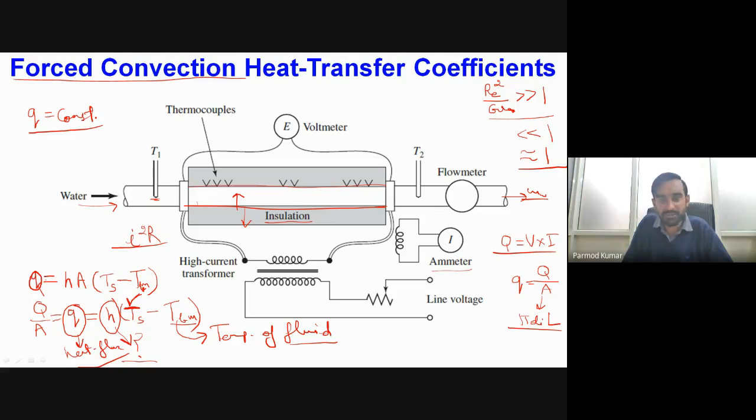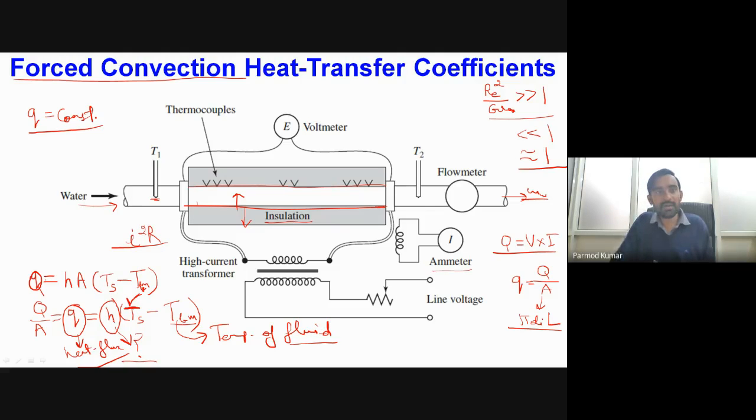Now we have employed a number of thermocouples along the length of the pipe. These thermocouples help us in determining the temperature of the pipe surface at any particular location. At the same time, if we want to obtain the average heat transfer coefficient for the entire surface, we only measure the temperature of the fluid at the inlet to the test section and the outlet of the test section, and we determine the bulk mean temperature. Using this condition, we get our average heat transfer coefficient.